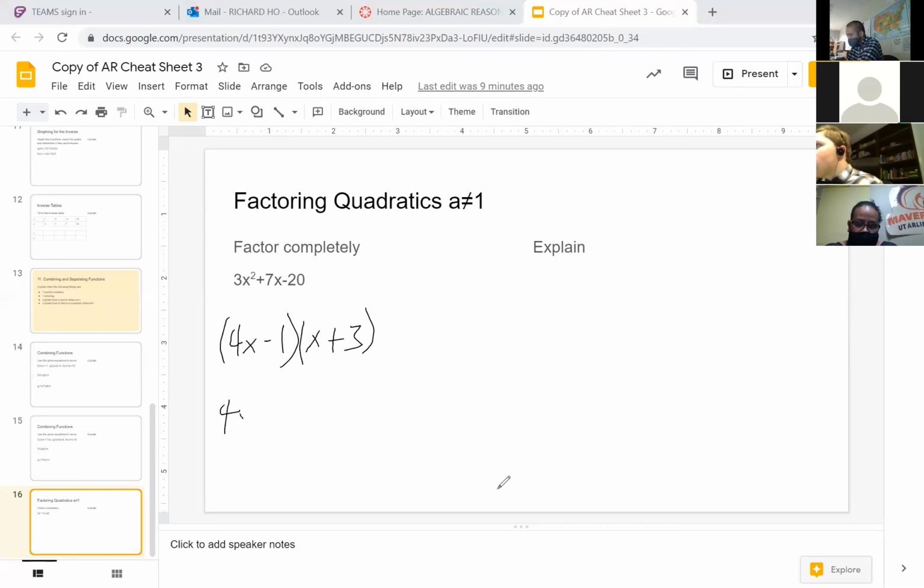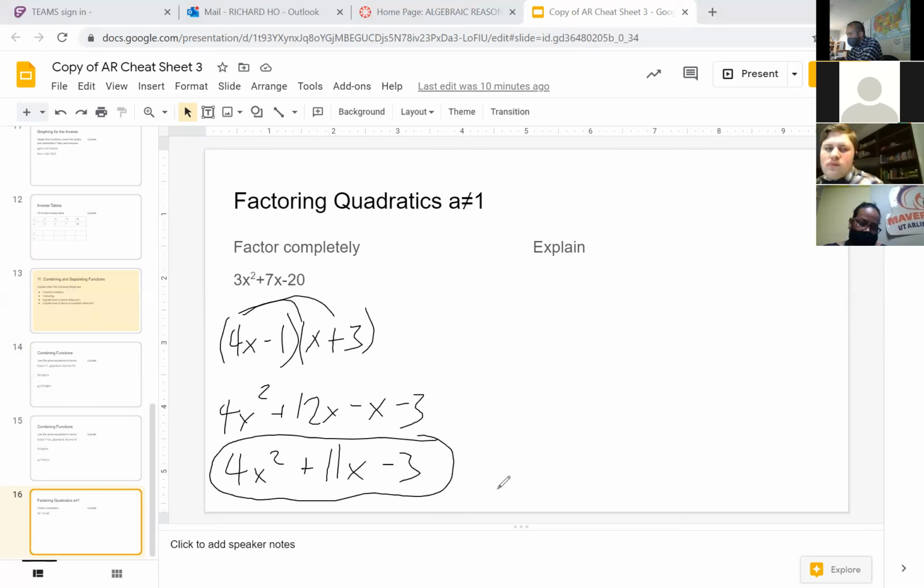So you can ignore this part. I'm just making something up. 4x squared, and then plus 12x minus x minus 3. So 4x squared plus 11x minus 3. So this is the example I'm going to do. So A is 4, B is 11, and then C is negative 3.